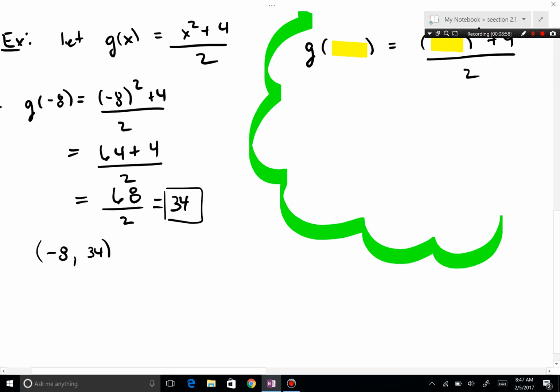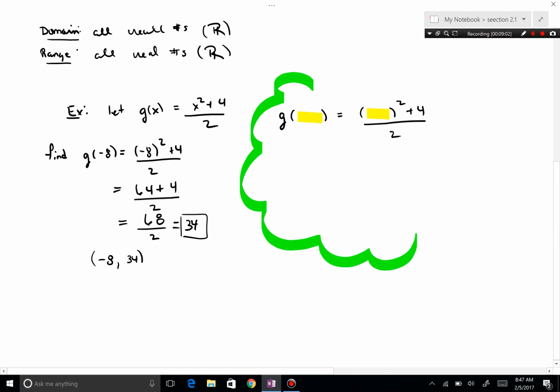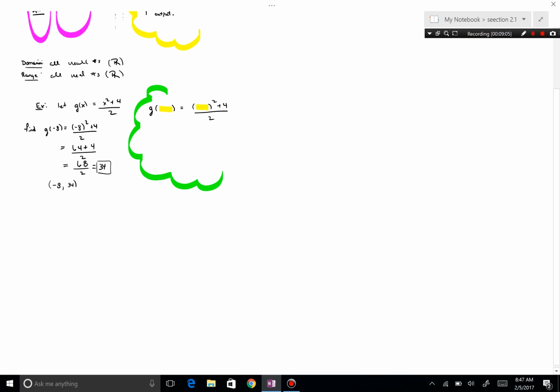I don't know how to zoom out. Let me zoom out. Let's zoom in. There we go. Sorry guys, I'm getting used to technology, as you see.